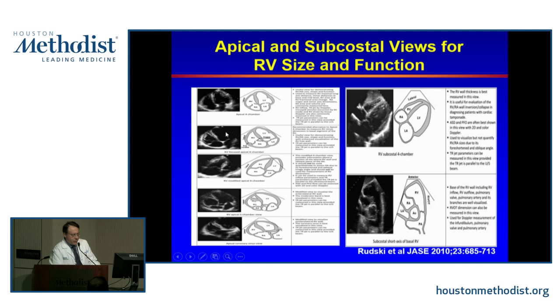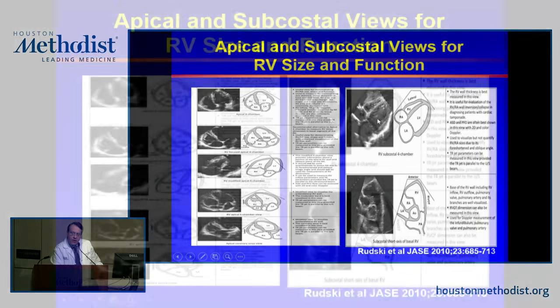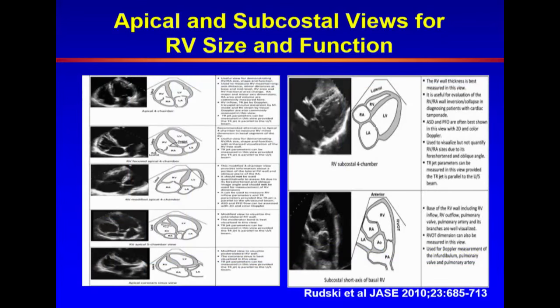It's the apical 4-chamber and the RV focused views. If you angle posteriorly, you get the posterolateral wall, and again looks at the tricuspid valve, and here is the coronary sinus. Subcostal views, this is the view you want to rely on for RV wall thickness. It's a chance to look at the interatrial septum, to look at the tricuspid valve.